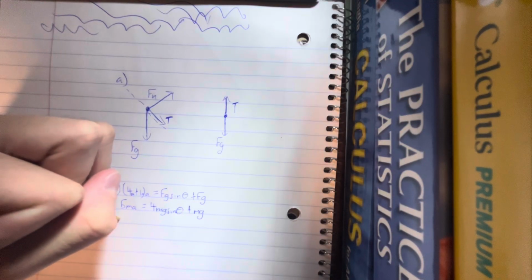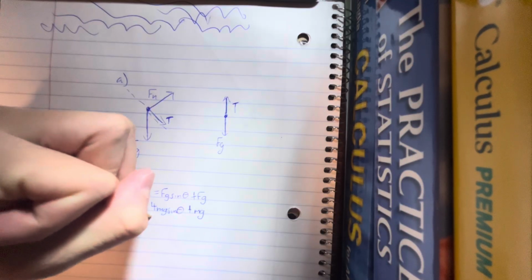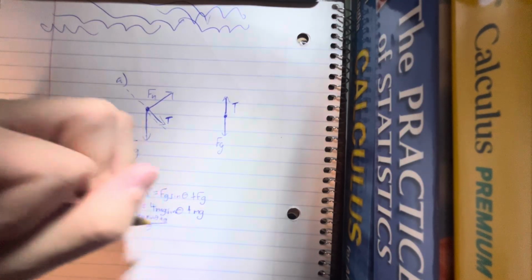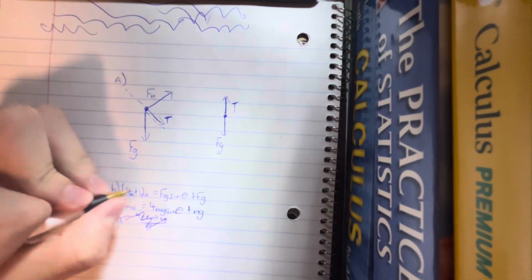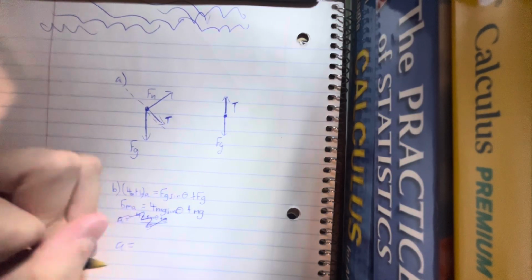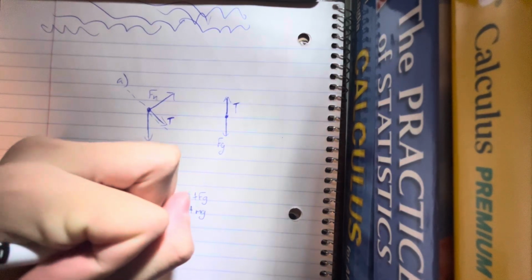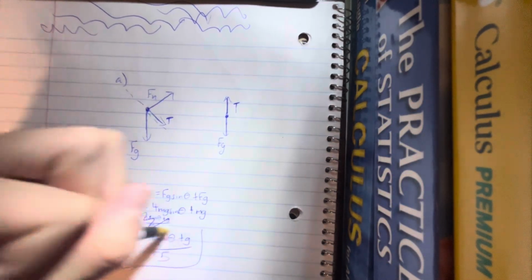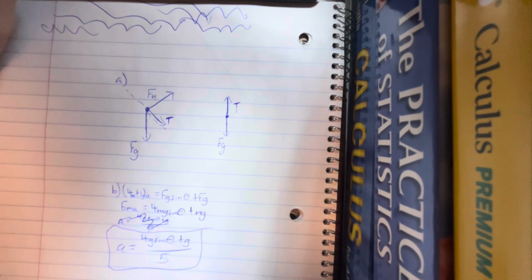So a is equal to (4g sine theta plus g) over 5. That looks a little bit hard to read, so I'll just write it bigger. a is equal to (4g sine theta plus g) over 5. Yeah, I did nothing wrong on this part.